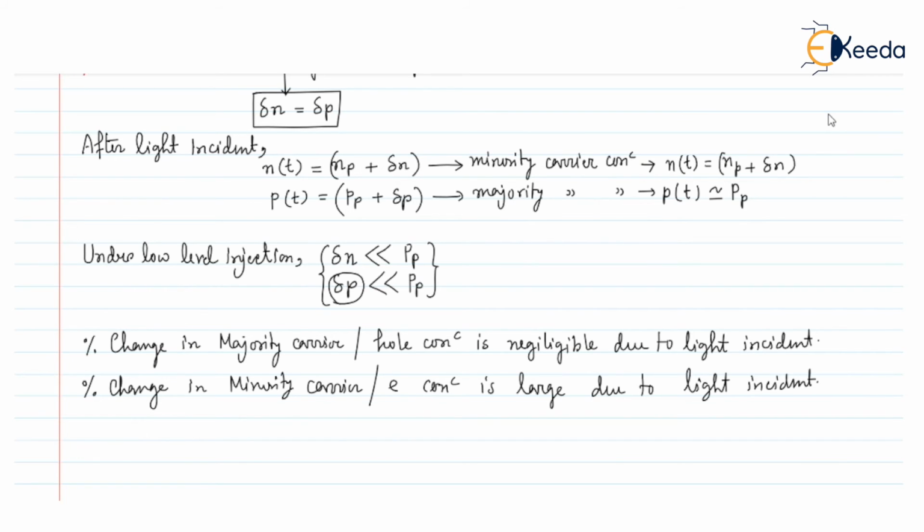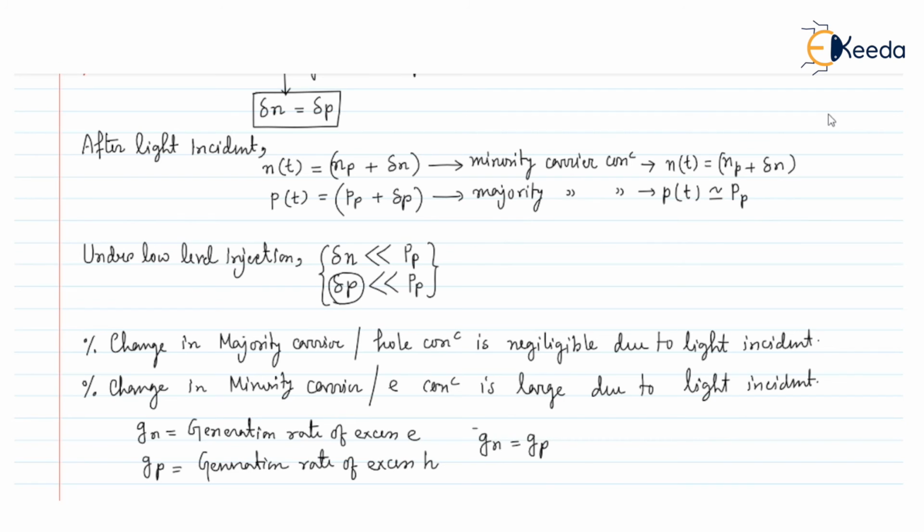So we can say that if G_n is the generation rate of excess electrons, and G_p is the generation rate of excess holes, then G_n will be equal to G_p, because electrons and holes are generated in pairs. Sometimes this generation rate is also called G optical. So this G optical means optical generation rate.